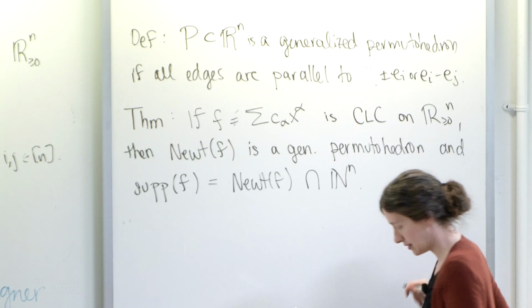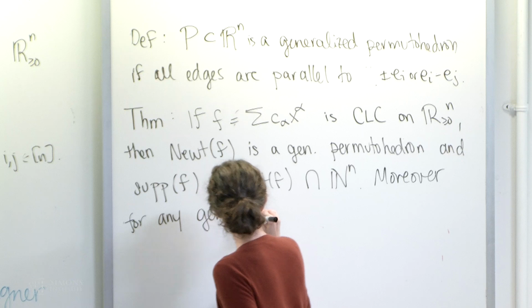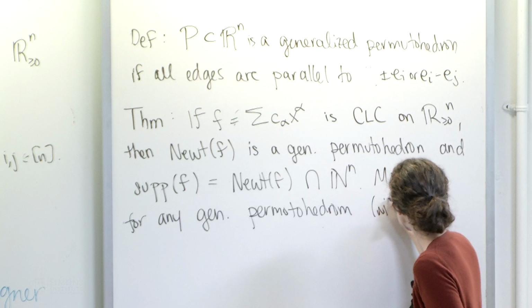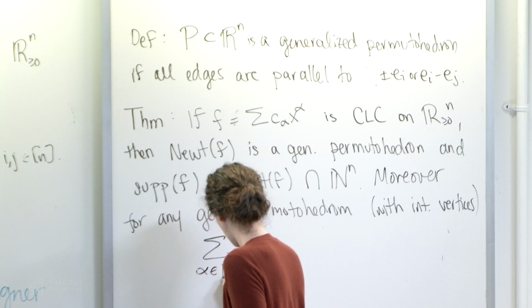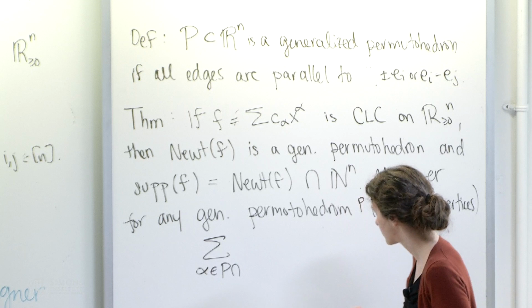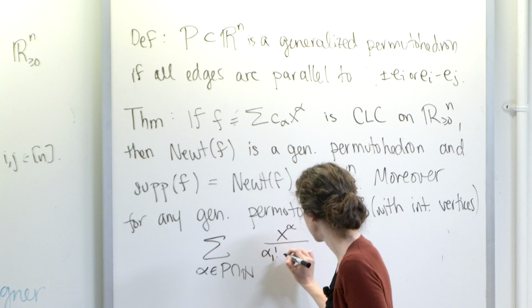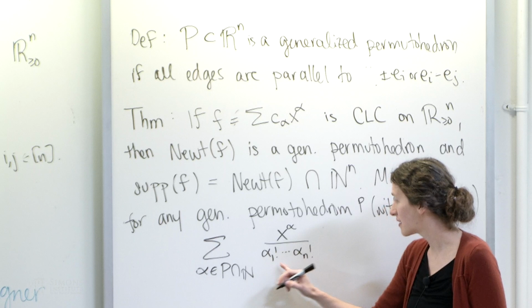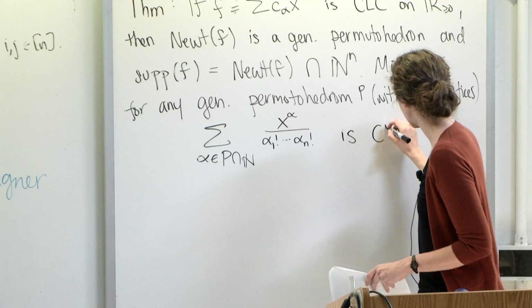Moreover, any generalized permutahedron, you need integer vertices, the following polynomial: I sum over all integer points, I sum up all of the monomials in my polytope scaled appropriately by dividing by the product of the factorials, sort of a multinomial coefficient. This is completely log-concave on the non-negative orthant.